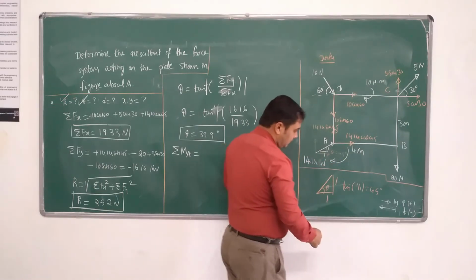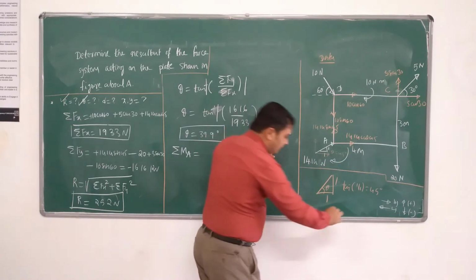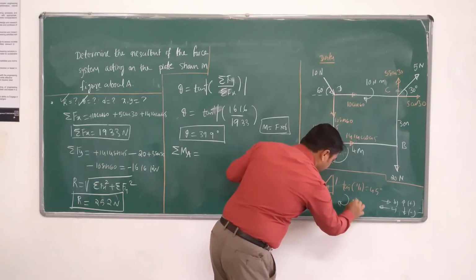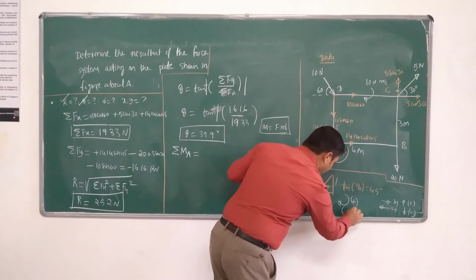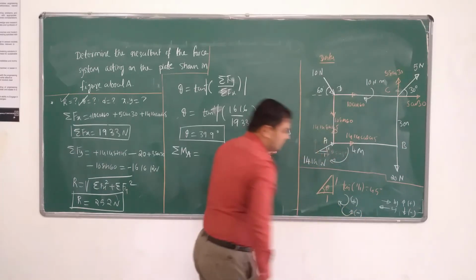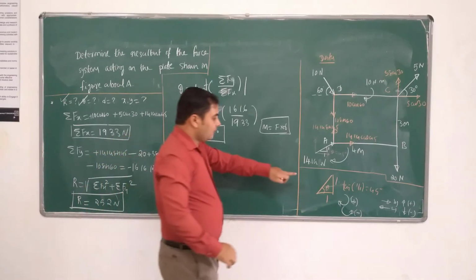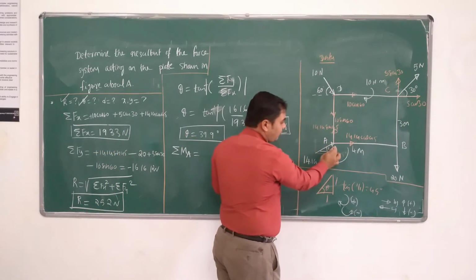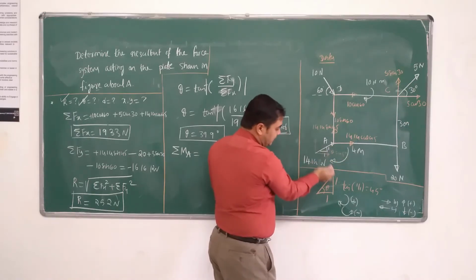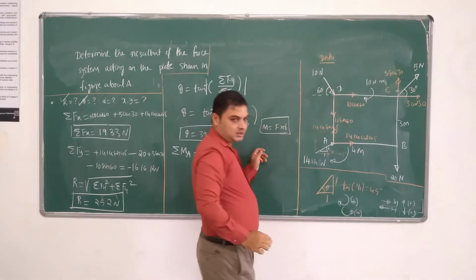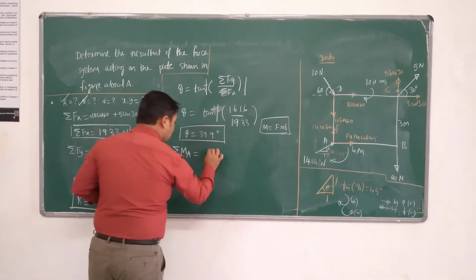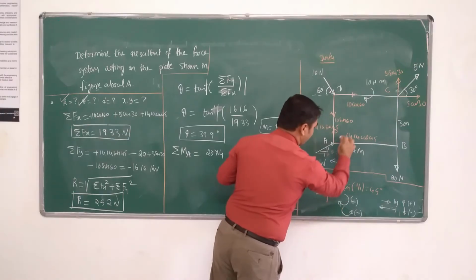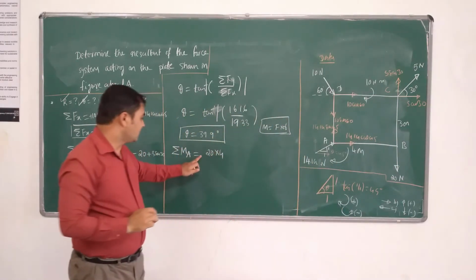We can again consider sign conventions for the moments. If the moment creates a clockwise rotation, it is considered positive. If it creates an anti-clockwise rotation, it is considered negative. Here, this force 20 into distance about A, which is 4 meter, creates clockwise moment. According to my sign convention, it is positive. Therefore, the moment can be written as 20 into 4, which creates clockwise, hence it is positive.